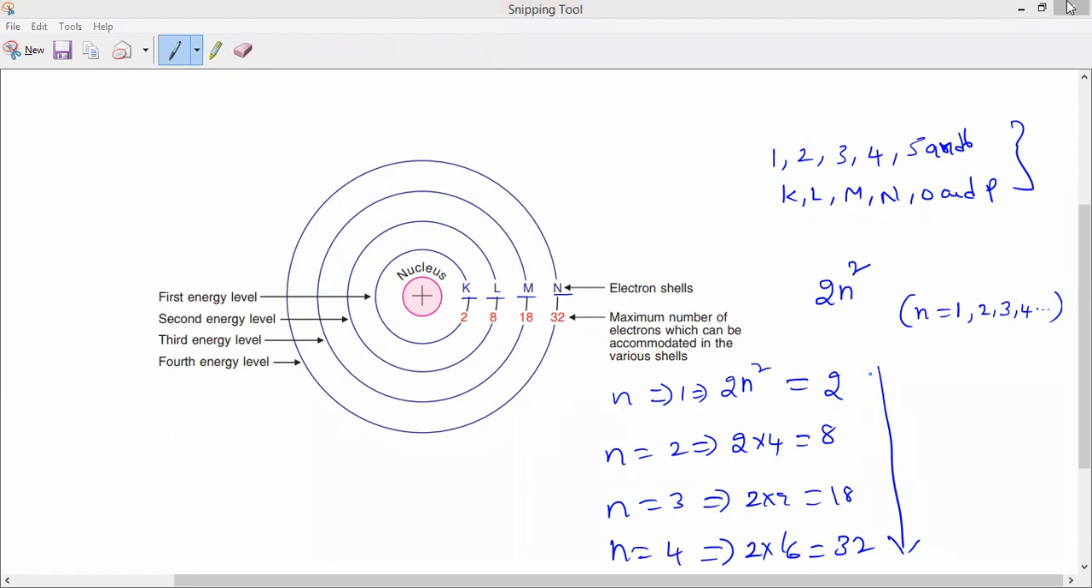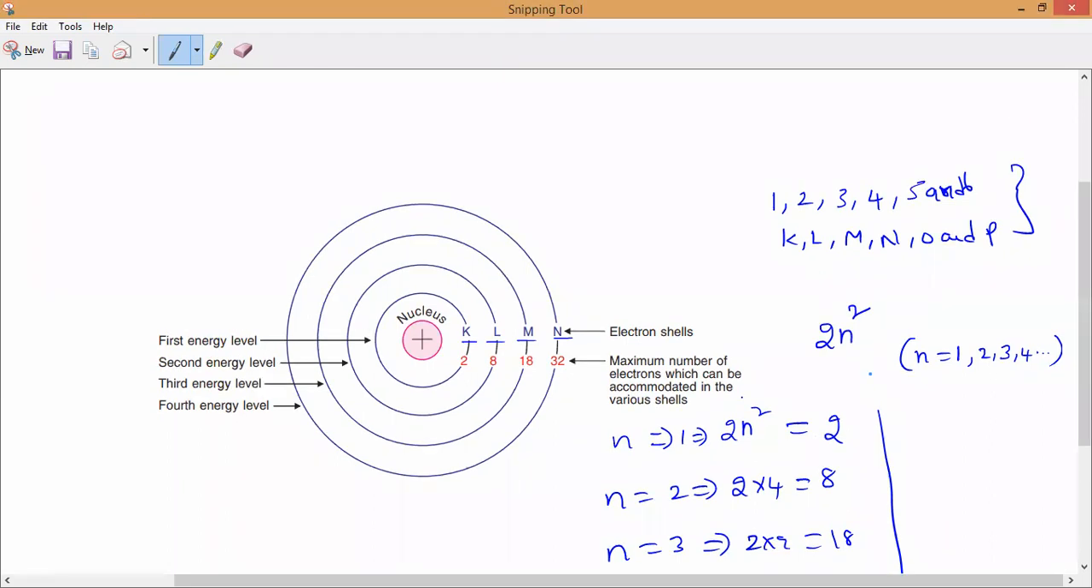This is what we call the arrangement of electrons in the 1, 2, 3, 4 shells. The first energy shell, which is closest to the nucleus, is called the first energy shell, and the one which is farthest away is called the last energy shell. That last shell we call the valency shell. What do we call it, guys? Valency shell, also called the outermost shell.